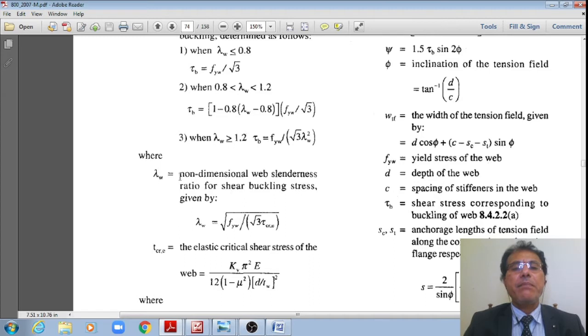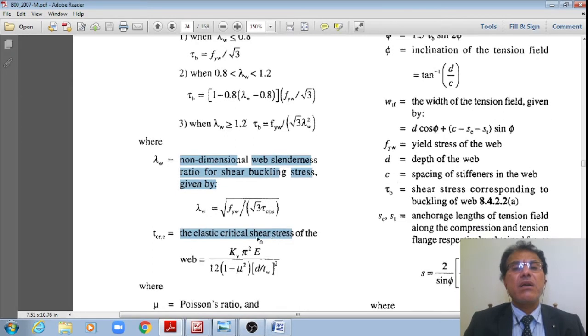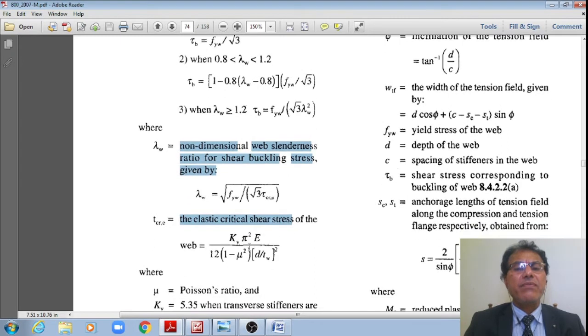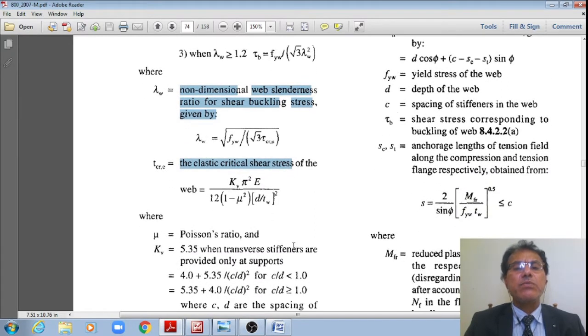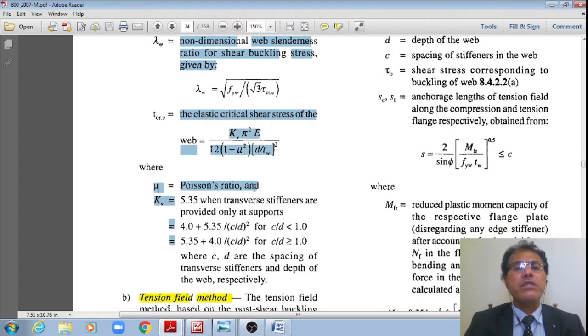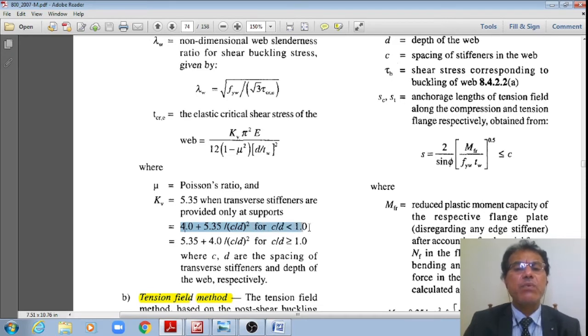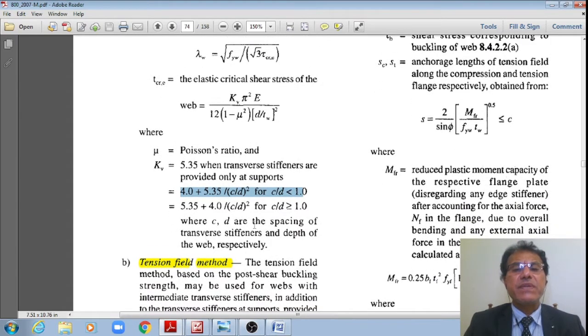Please see this, students, where lambda W is the non-dimensional web slenderness ratio for shear buckling stress, which is defined as square root of Fyw divided by square root of 3 tau CR, where tau CR is the elastic critical shear stress of the web given by kV pi square E divided by 12 times 1 minus mu square multiplied by d by tw whole square, where mu is the Poisson's ratio and kV is 5.35 when transverse stiffeners are not provided. Otherwise, it is equal to 4 plus 5.35 divided by c by d whole square for c by d less than 1, and equal to 5.35 plus 4 divided by c by d whole square if c by d is greater than 1, where c and d are the spacing of the transverse stiffeners and depth of the web.